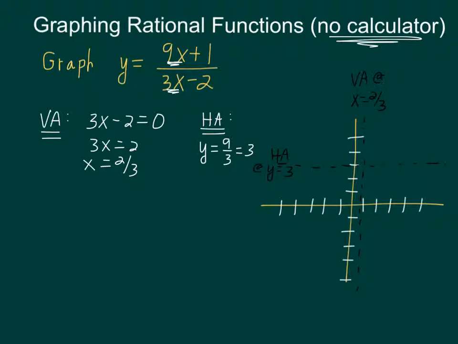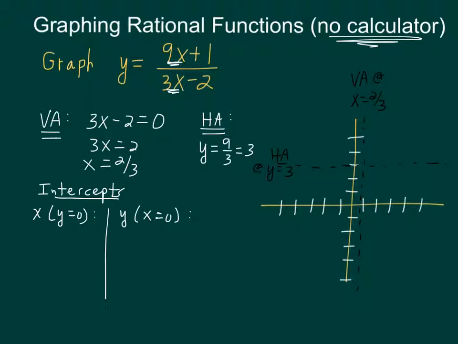Alright, so what we need to do now is consider the intercepts. Let's find our x and our y intercepts. To find my x-intercept, I know that I'm going to put a 0 in for y, and to find a y-intercept, I know I'm going to put a 0 in for x. So let's find our x-intercept. We're going to have 0 equals (9x plus 1) all over (3x minus 2). If we put this over 1 and cross multiply, you end up with 0 equal to the top, and that gives me x equals negative 1 over 9.